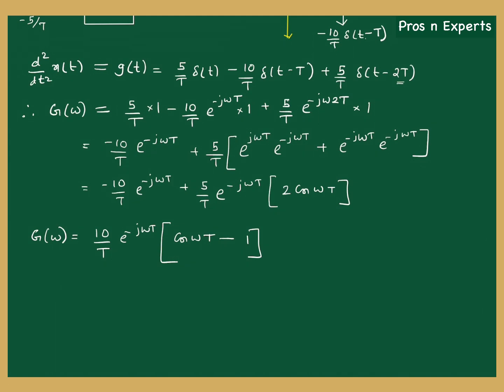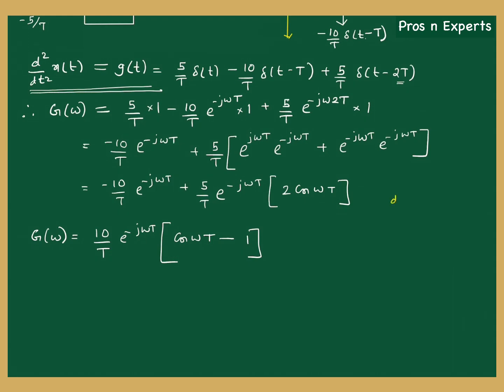Okay, fine. So this is g of omega in its simplified form, but what we have to find out is x of omega, right? X of omega or x1 of omega, whatever. So the relation between g of t and x of t is this thing, d square by dt square of x of t is g of t. So taking Fourier transform on both sides, so I can write some more here.